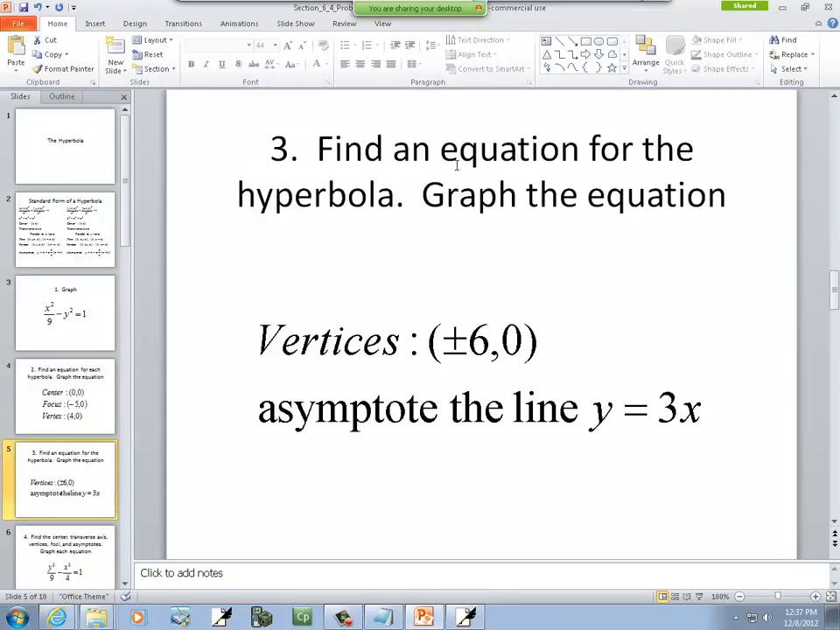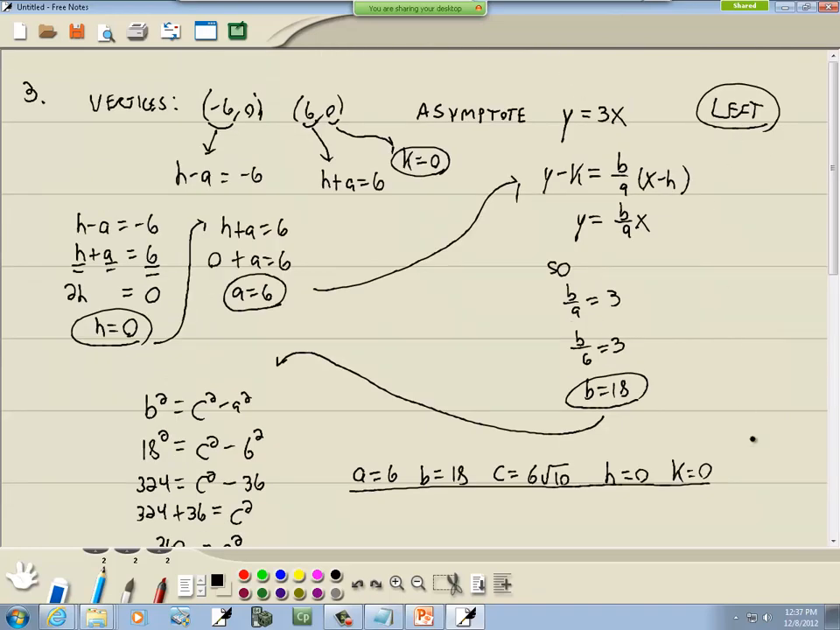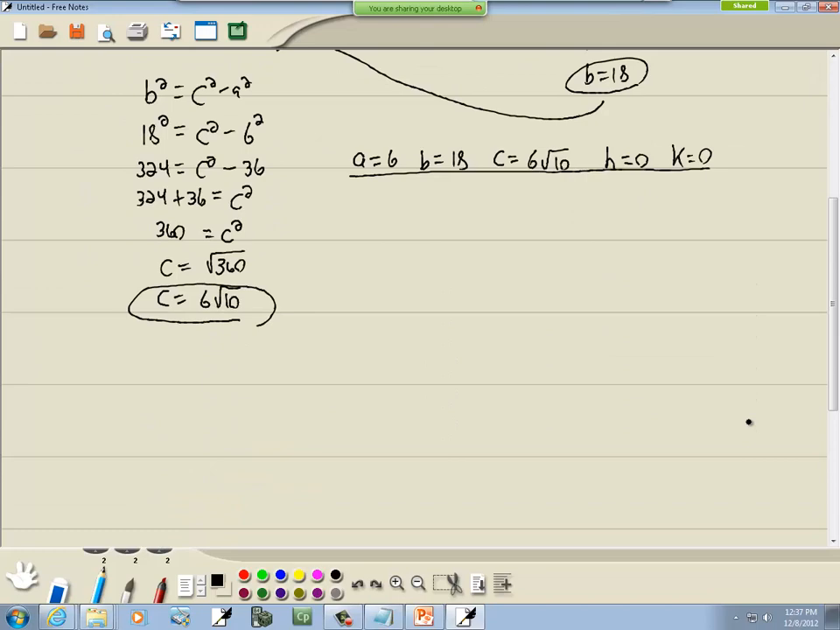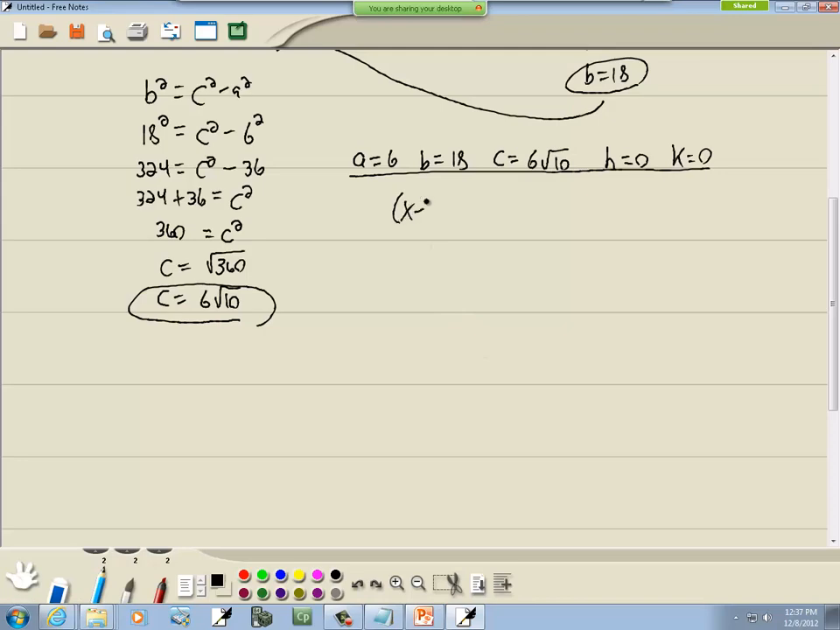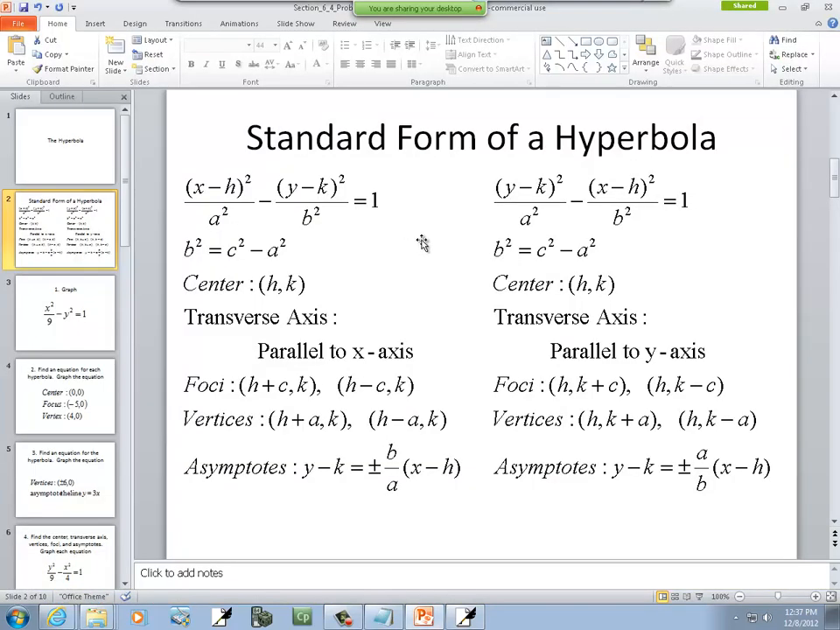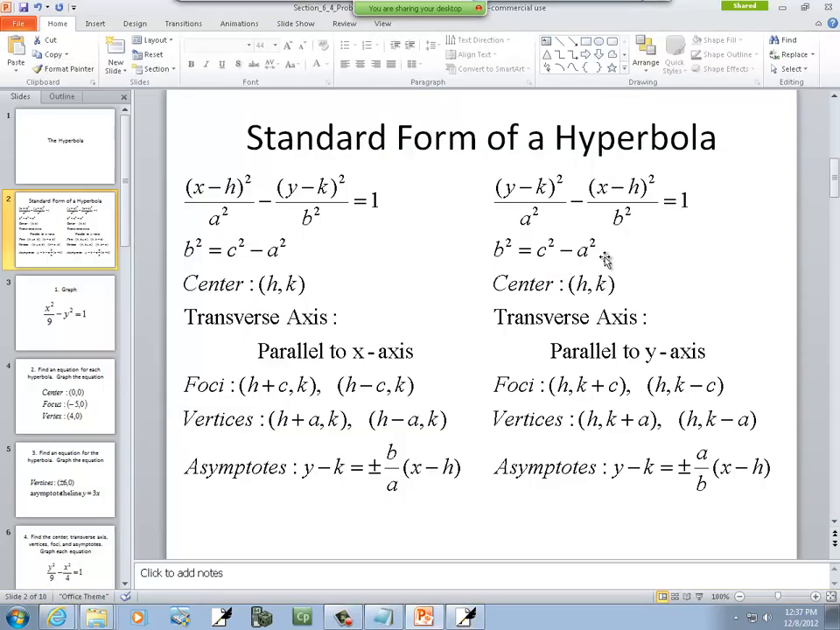Now our goal is to find the equation and then graph it. So let me write these down. A is 6, B we said was 18, C is equal to 6 square root of 10, H is 0, and K was 0. Well, we said that we're dealing with the formula on the left side. That formula looks like this: x minus h squared over a squared minus y minus k squared over b squared is equal to 1.